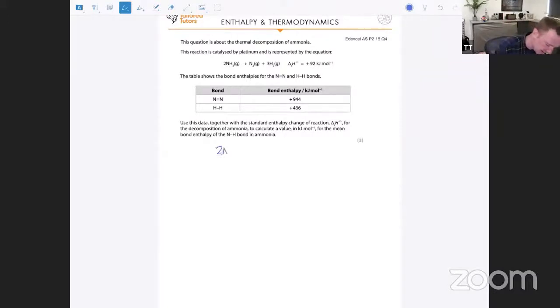So attacking these, I'm going to write out the equation again. In fact, I'm going to move it over here. I'm going to write it really big. 2NH3 goes to N2 and 3H2. The delta HR for that is plus 92 kilojoules per mole. Okay, plus 92 kilojoules per mole. Now the table shows bond enthalpies for N triple bond N and H single bond H.